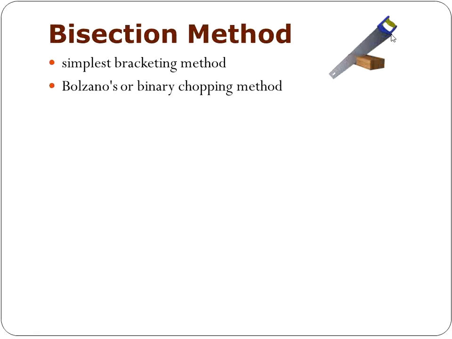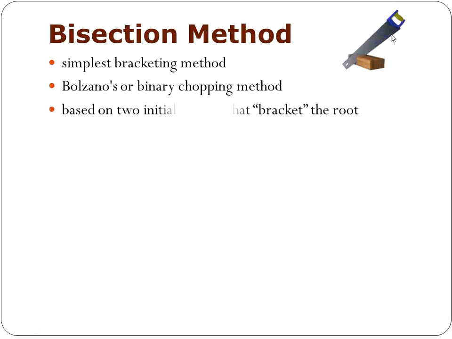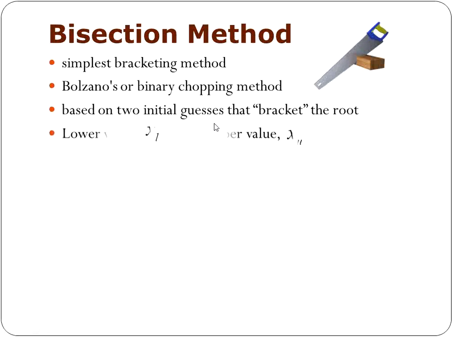So why is it called binary chopping? Because we are dividing the interval into half. That's why it is called binary chopping. It is based on two initial guesses that bracket the root, because it comes under the bracketing method. This is a very important thing which you have to remember. It always starts with two initial guesses, because an open method starts with only one initial guess.